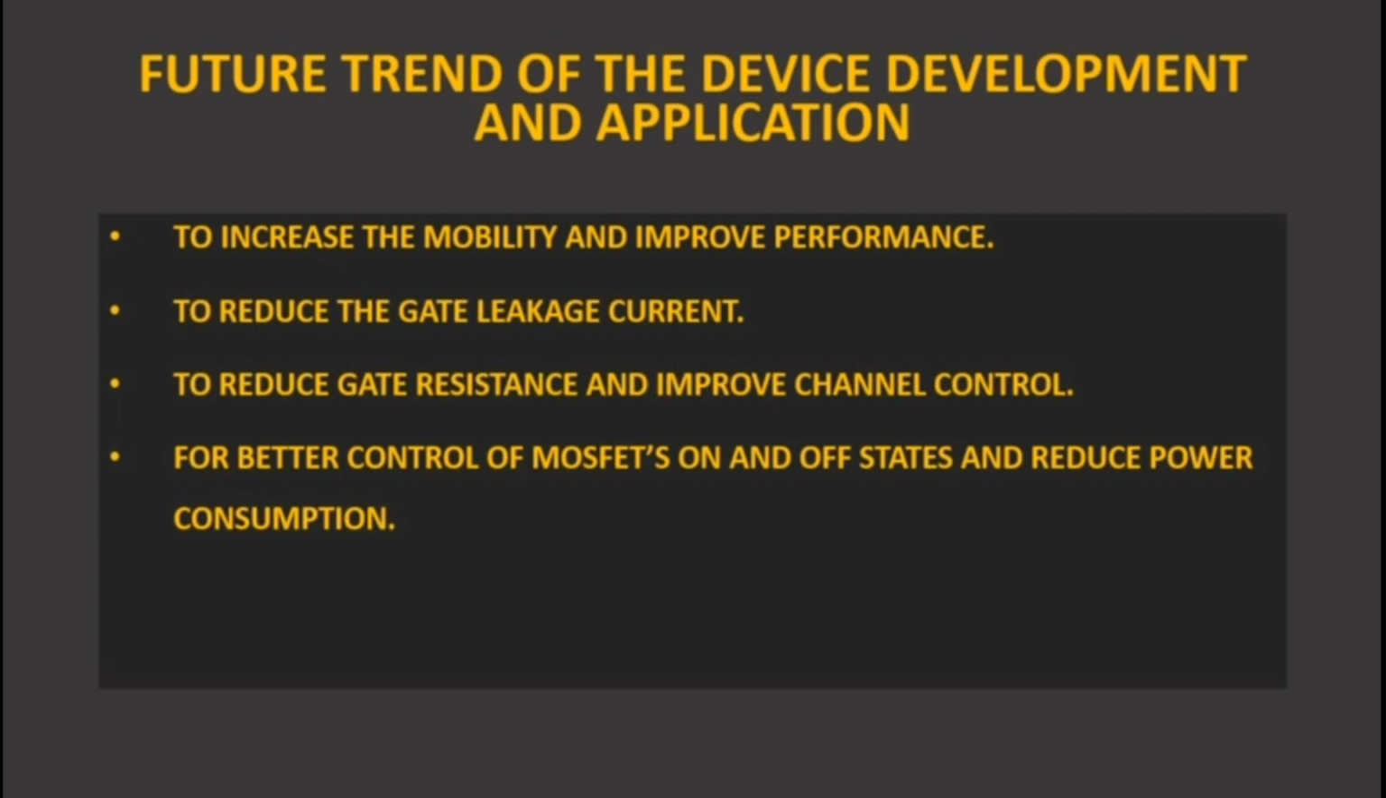Next is to reduce gate leakage. Gate oxide will be made of materials with a higher dielectric constant than today's silicon dioxide. Next, to reduce the gate resistance and improve channel control, gates will be made of metals instead of polysilicon.